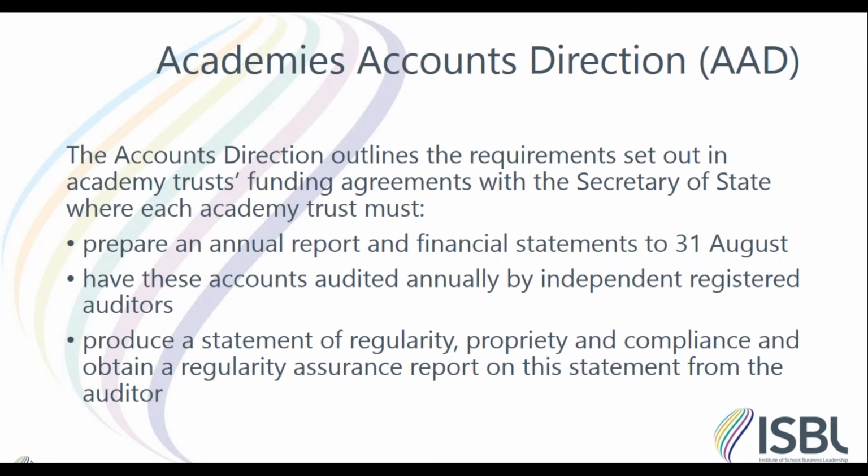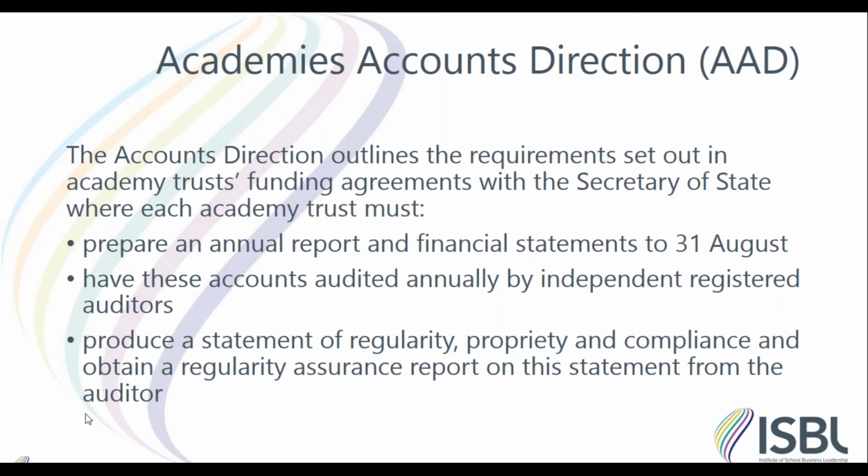The accounts direction outlines requirements set out in academy trusts' funding agreements with the Secretary of State, and includes preparation of an annual report and financial statements to the 31st of August, accounts to be audited annually by independent registered auditors, the production of a statement of regularity, propriety and compliance, the submission of audited accounts and auditors' regularity assurance report to the ESFA by the 31st of December, the filing of accounts with the companies registrar as required under the Companies Act 2006, and publishing of audited accounts on the trust's website by the 31st of January. So quite clear about what its expectations are in that regard.